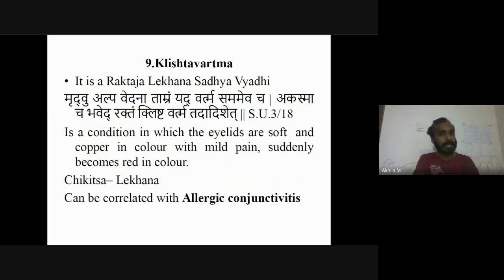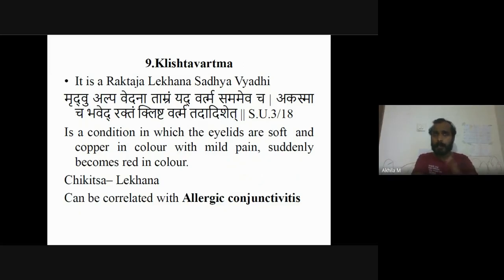Tekta Jalegana Sadhi Vyadi Mrudu Alpa Vedana Tamam Yat Varma Samavayaja Agasmacha Bhave Dektam Krishna Varmam Tadadi Se. So there arises some swelling with mild pain. The eyelids become soft because of that, and coppery colored swelling will be there. Mild pain will be there.